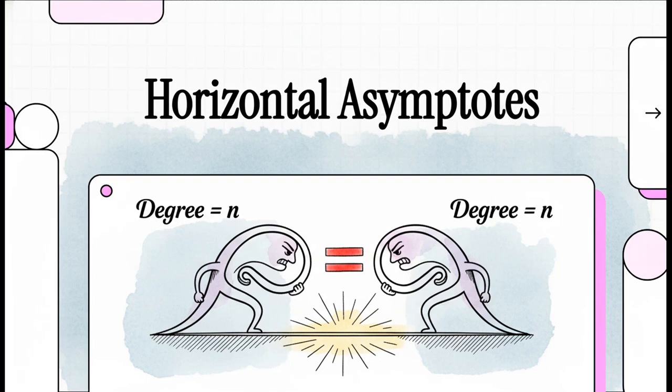All right, welcome back, everyone. Today, we're jumping right back into one of my favorite matchups in algebra, the battle for horizontal asymptotes. But this isn't just any fight. This one's a total dead heat.